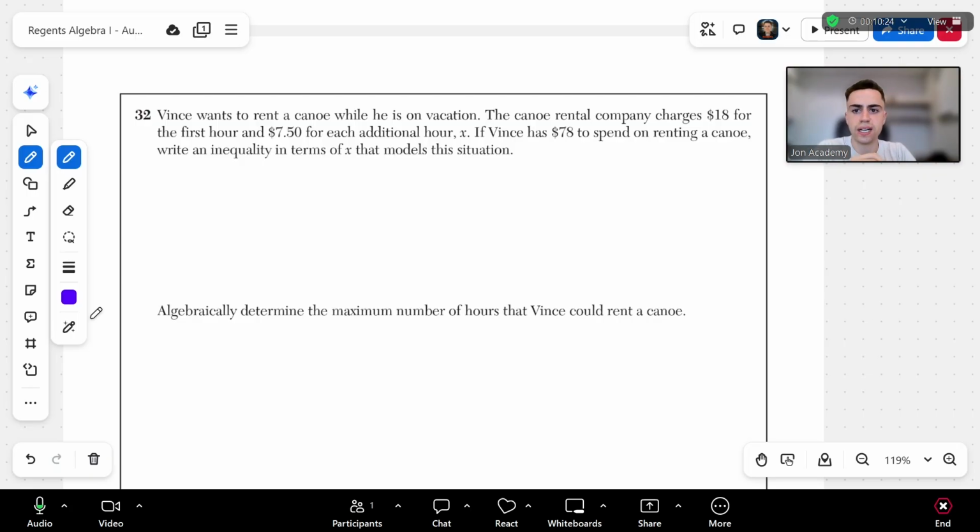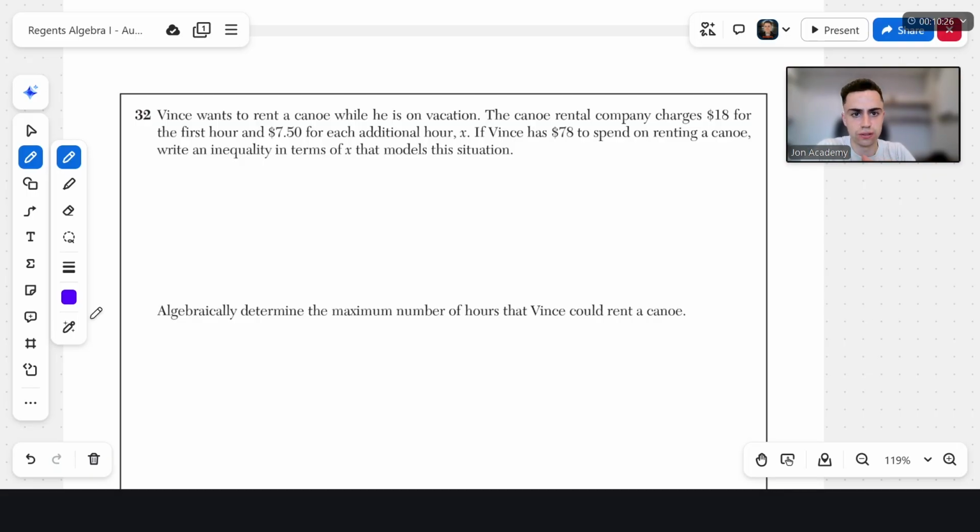Vines wants to rent a canoe while he's on vacation. So they charge 18 for the first hour and 7.50 for each additional hour, x.